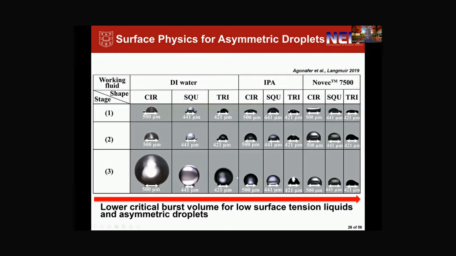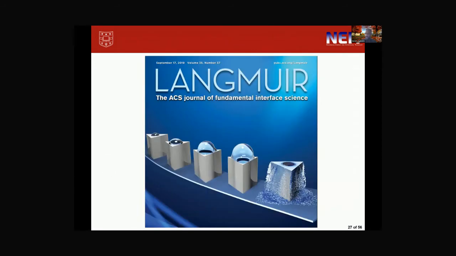And then there's a decrease in critical volume as you decrease the surface tension of the liquid, and also as the droplet becomes more asymmetric. And we actually got the front cover of Langmuir, so we're pretty excited about that.